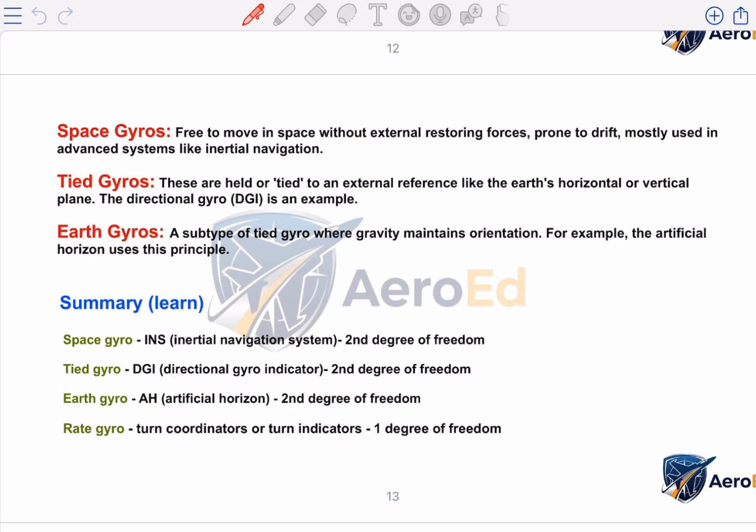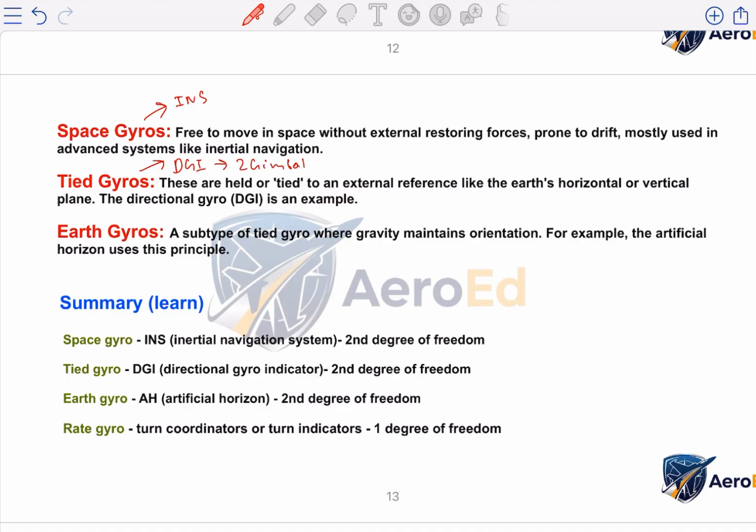That means it has 2 degrees of freedom. Alright, next is the tied gyros. These are held or tied to an external reference like the Earth's horizontal or vertical plane. So where is it used? It is used in the directional gyro, which is the DGI, and this also has two gimbals. That means it has 2 degrees of freedom.